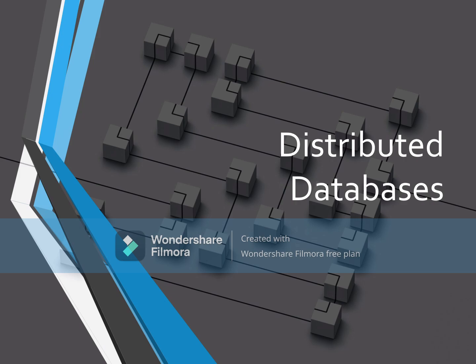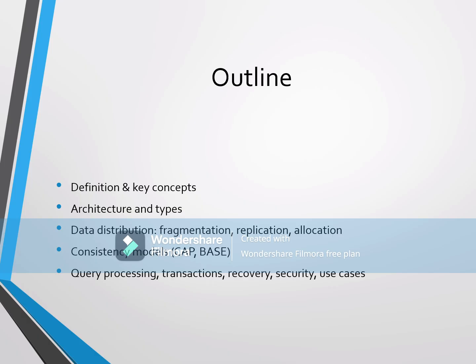A distributed database stores data across multiple networked computers, but appears to users as a single logical database. Organizations use distributed databases to improve availability, scale horizontally, and keep data close to users around the world. Over the next slides, I'll walk you through architecture, fragmentation and replication strategies, consistency models like CAP and BASE, query processing, distributed transactions, recovery, and real-world use cases. By the end, you'll understand key trade-offs and practical considerations when designing or choosing a distributed database system.